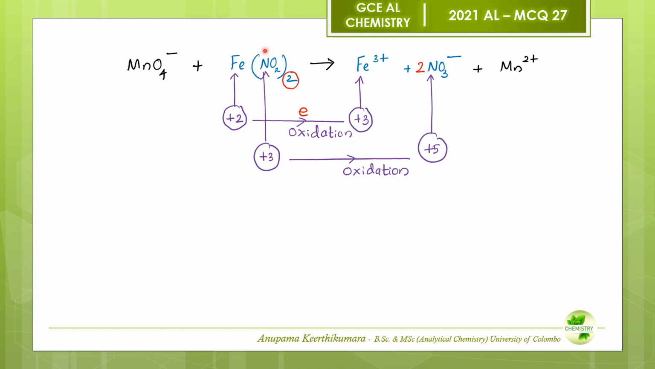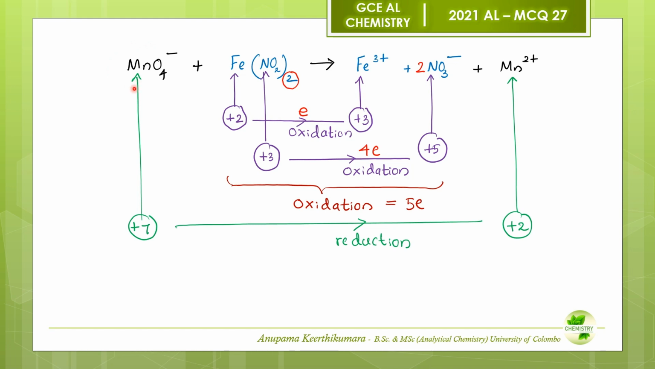When one nitrite ion oxidizes to one nitrate ion, it involves 2 electrons, the difference between plus 5 and plus 3. So it removes 2 electrons. But during this reaction, 2 nitrite ions oxidize to 2 nitrate ions. Therefore, the total number of electrons involved in this oxidation process from nitrite is 4 electrons. Therefore, total electrons involved in this oxidation process is 5 electrons.